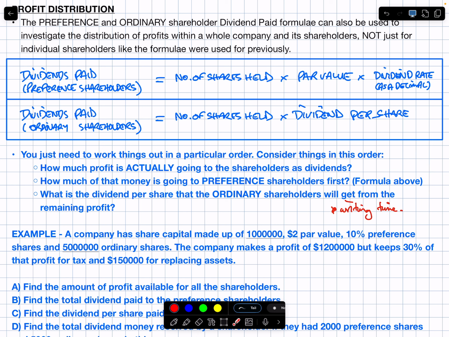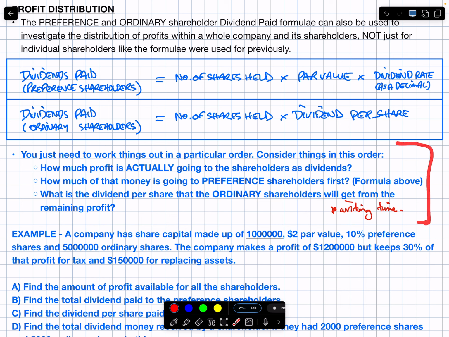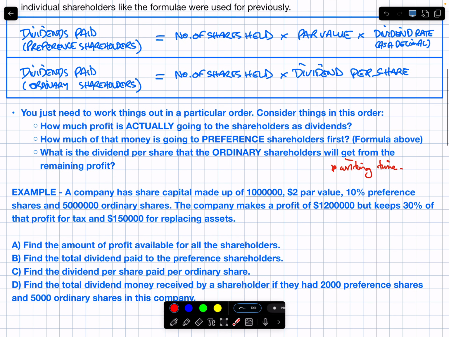When you're doing these questions about profit distribution, you need to think things out in a particular order. So think about how much profit is actually going to the shareholders as dividends. Deal with the preference shareholders first. And then after that, the ordinary shareholders get the leftover profit. So you've got writing time for this little bit here because you already have these two formulas from last lesson. If you get that early, get the example down.